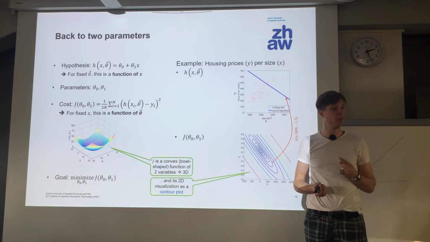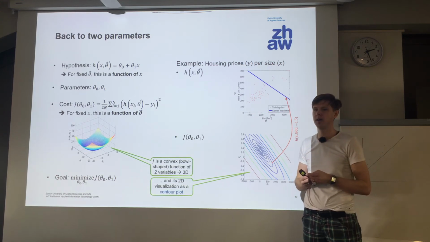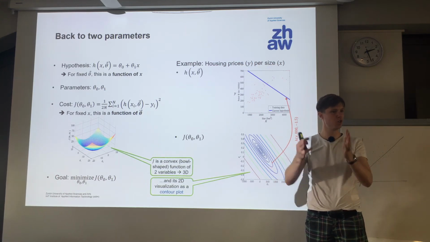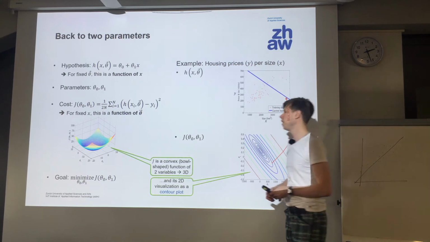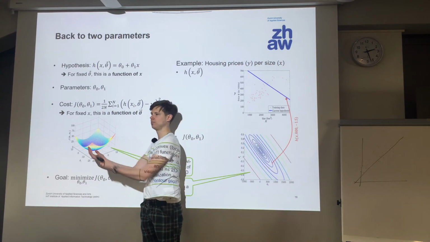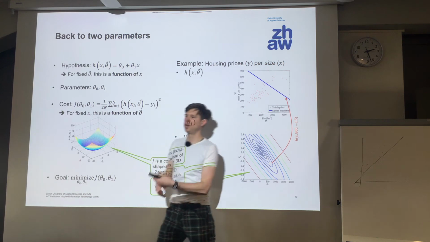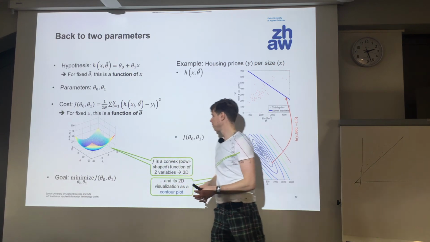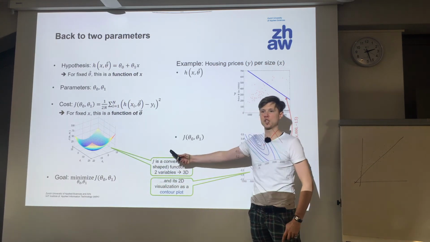Let's go back to 2 parameters. What becomes of a hyperbola if we are not in 2 but in 3D? It's still a hyperbola. It looks like that. It's still easy to optimize. It's still a convex function.